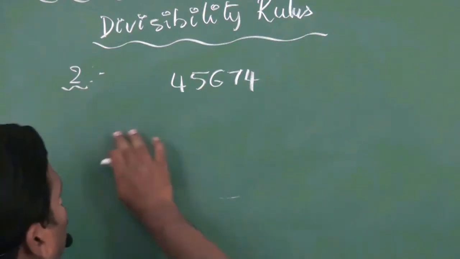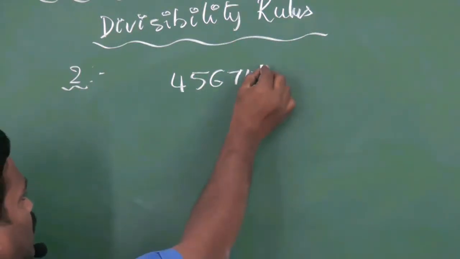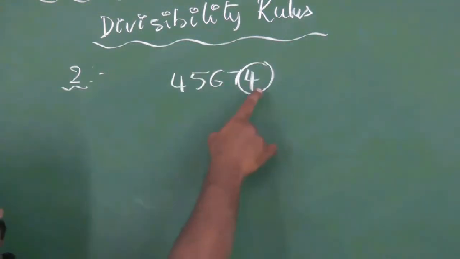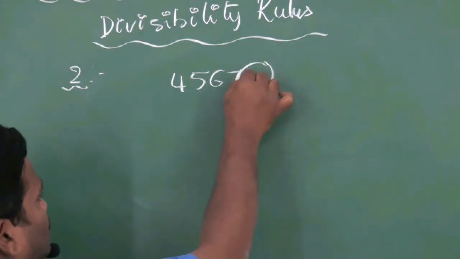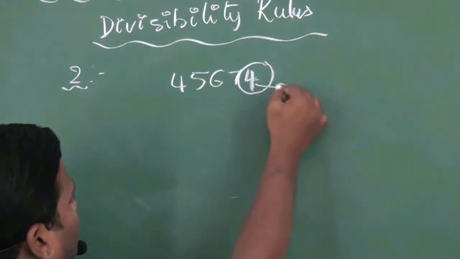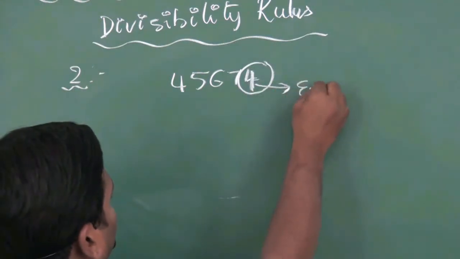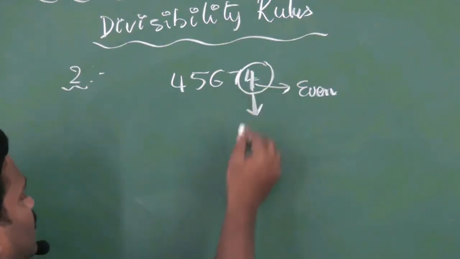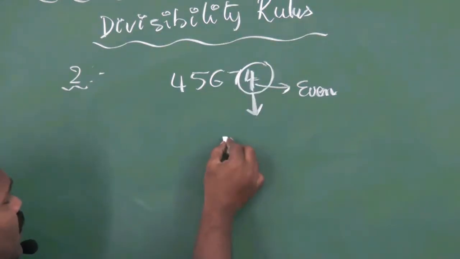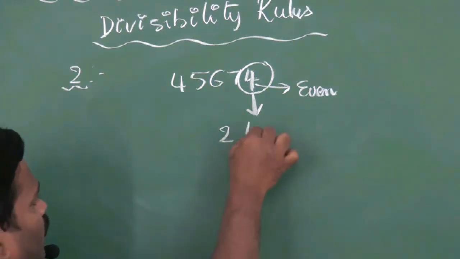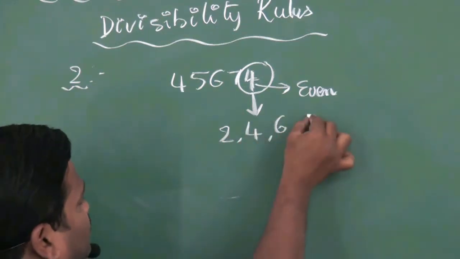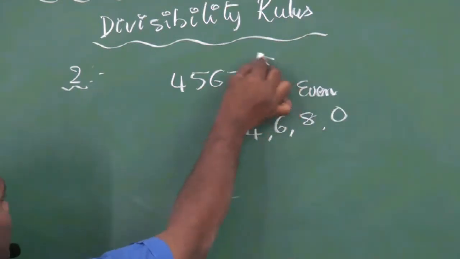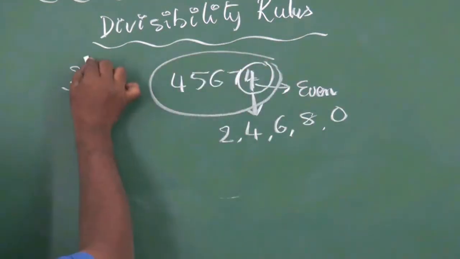We need not do all the calculation. We just observe the unit digit in this number. What is the unit digit? The unit digit is 4. 4 is an even number. In the unit digit, if we have 2, 4, 6, 8 or 0, then the entire number is divisible by 2.